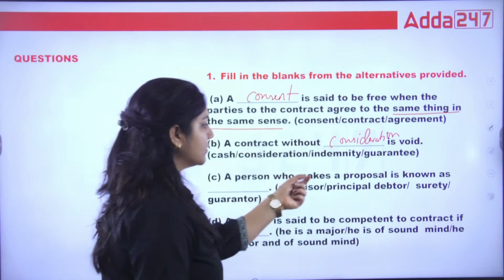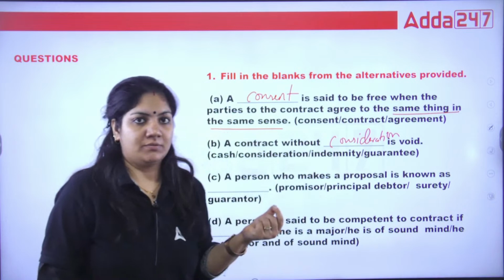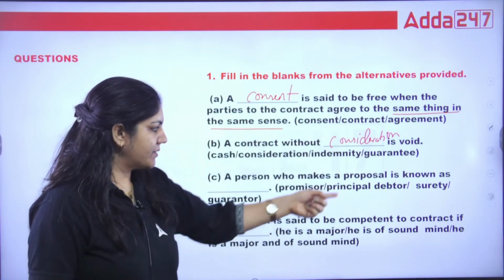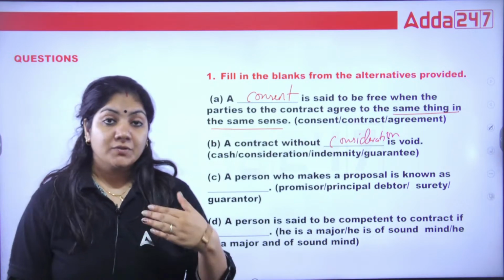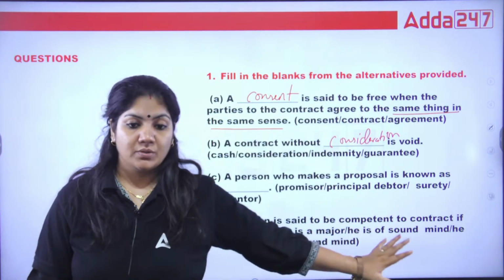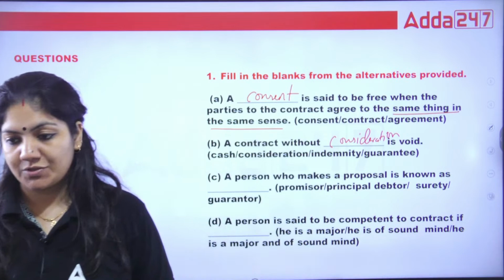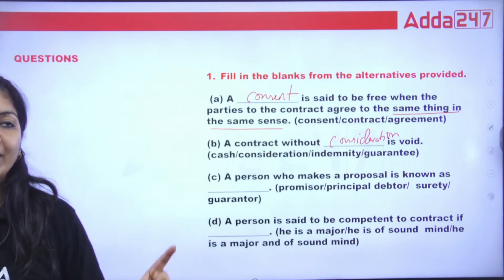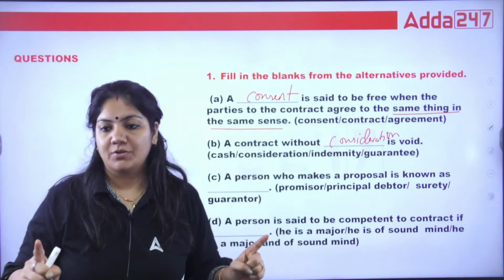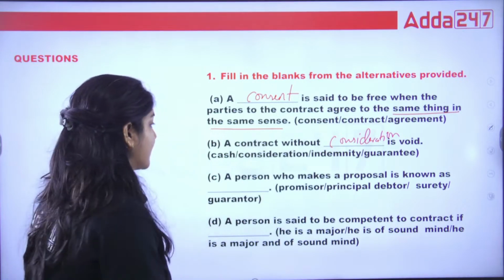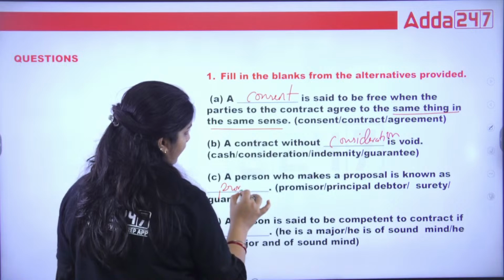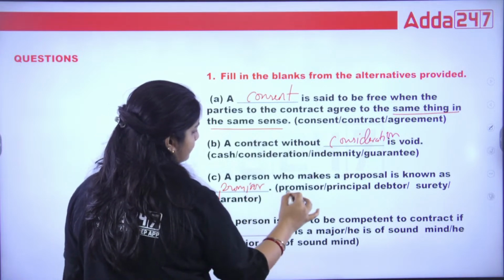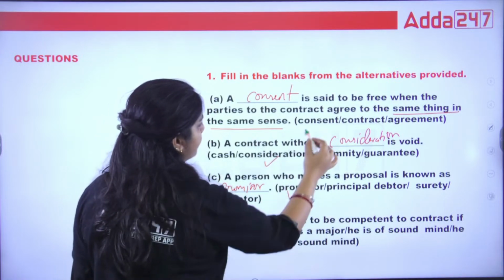A person who makes a proposal. What is this? Promisor, principal, debtor, surety and guarantor. You have to give me the answer. I am just telling you the way how to learn the questions, and this is a quick, complete revision of the Indian Contract Act. So class, a person who makes a proposal is called the promisor. So this is the right answer.